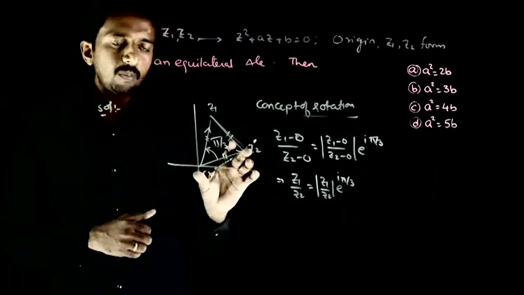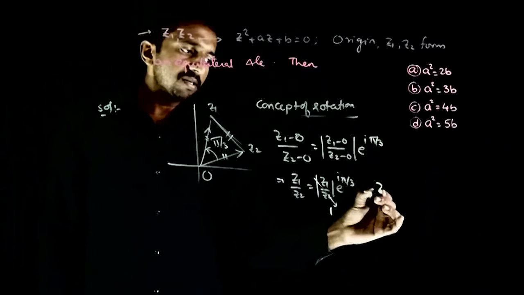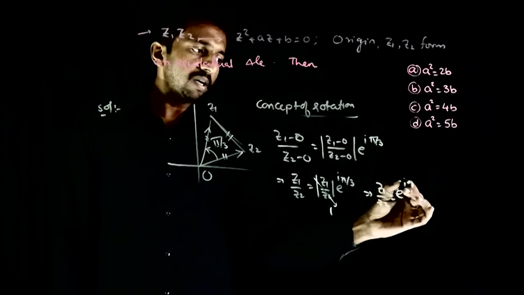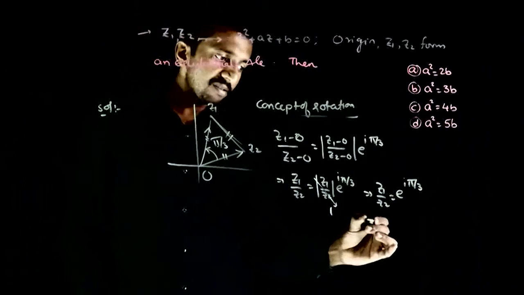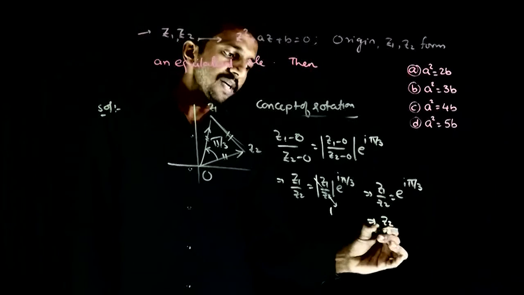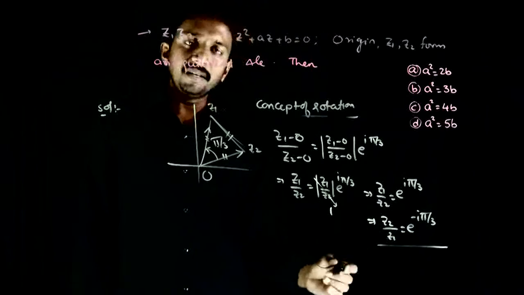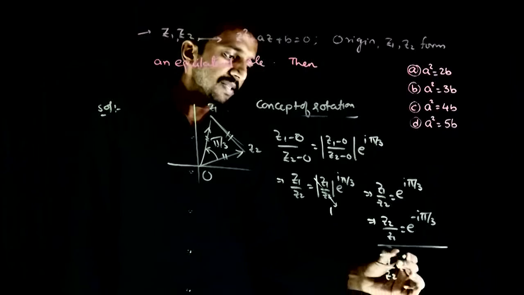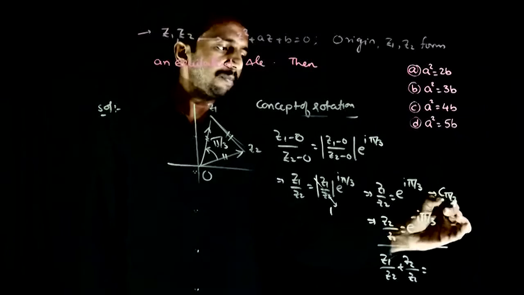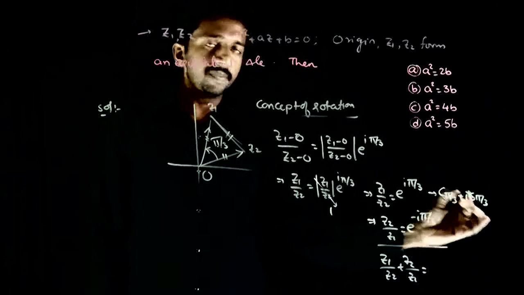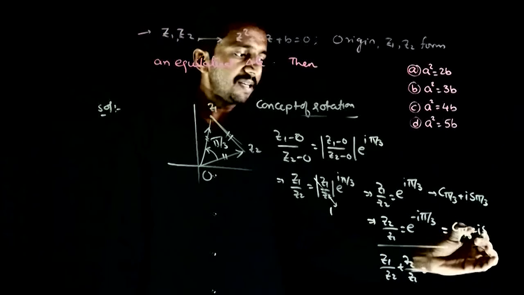But what is modulus of z1 and z2? Because it's an equilateral triangle, mod z1 is equal to mod z2 होना चाहिए. So this will become equal to 1. So this implies z1 by z2 is equal to e power i π/3 होना चाहिए. And if we reverse this, अगर इसी को उल्टा किया तो z2 by z1 should be equal to e power minus i π/3. If you add these two, z1 by z2 plus z2 by z1 is equal to, this is cos π/3 plus i sin π/3 and e power minus i π/3 is cos π/3 minus i sin π/3.